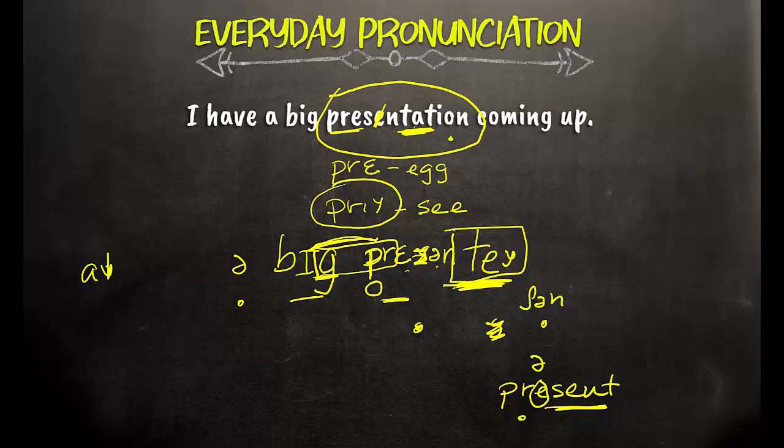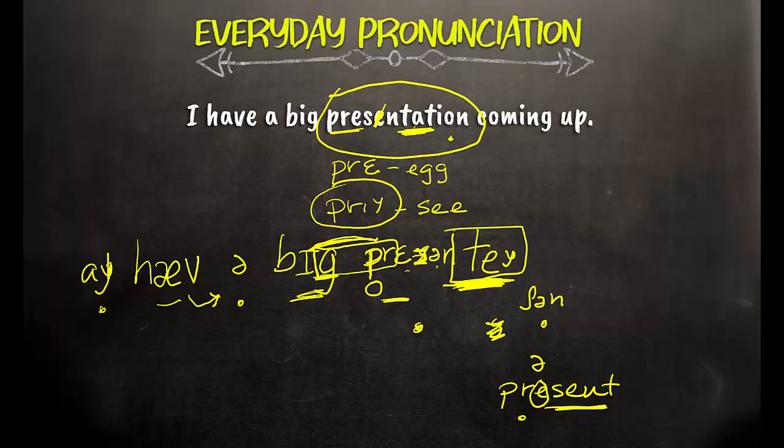Okay. Let's do the I. I have. Have is our main verb, so we want to say it clearly. Push the V in have over into the A. I have a big presentation. I have a big presentation.